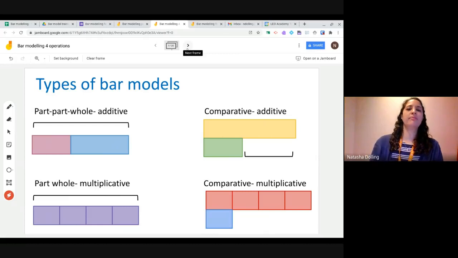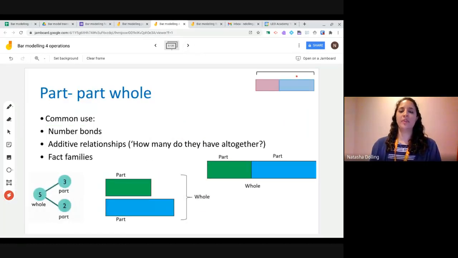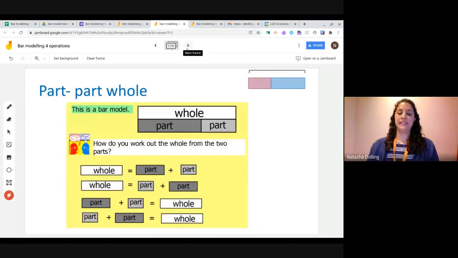Now, most people are most familiar and most confident with this type of bar model, the part, whole. As lots of you mentioned before, it links really nicely to our part, whole models. And that's why it's showing additive relationships. It's essentially a part, whole bar model. So you have a part, add a part is equal to your whole. Really commonly used for additive relationships and fact families.